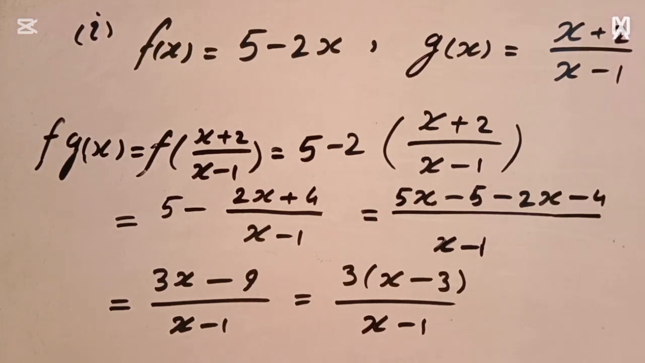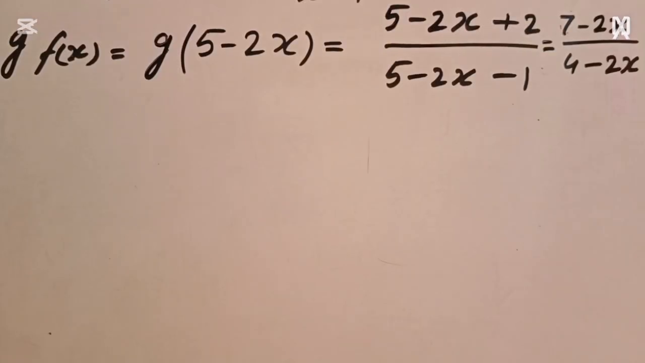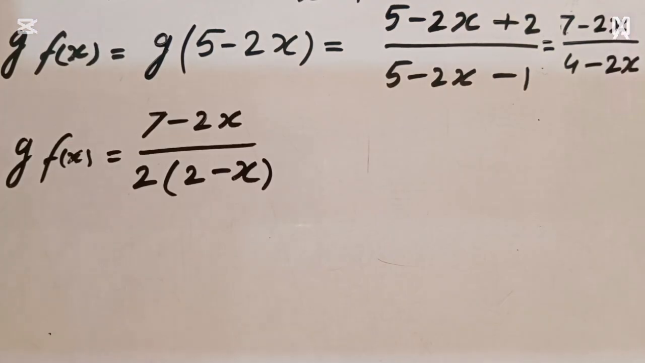Now we work out for g of f(x). Now to find out g of f(x), g at 5 minus 2x, it results (7 minus 2x) by (4 minus 2x). So g of f(x) equals (7 minus 2x) by 2 into (2 minus x).